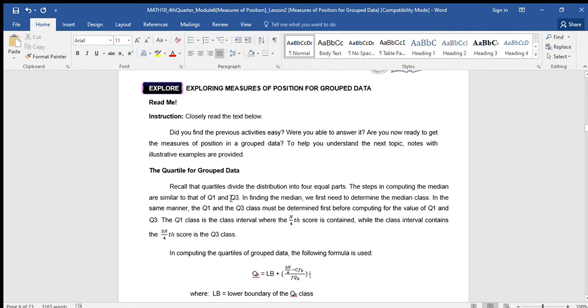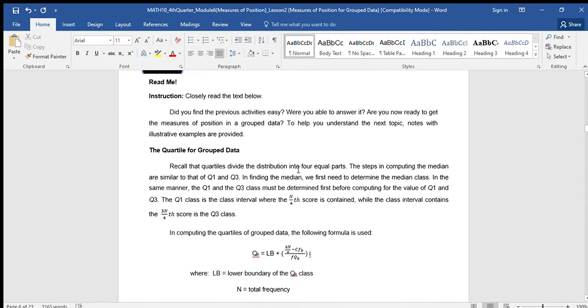We'll just have to recall that quartiles divide the distribution into 4 equal parts. And the steps in computing the median are similar to that of Q1 and Q3. So again, we divide into 4 parts, right? But we only have Q1, Q2, and Q3.